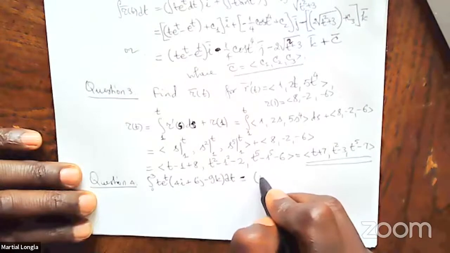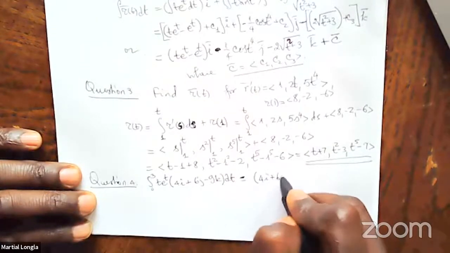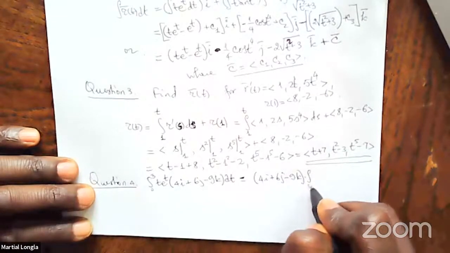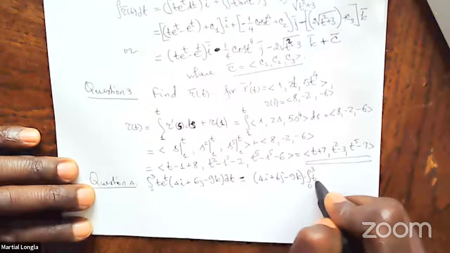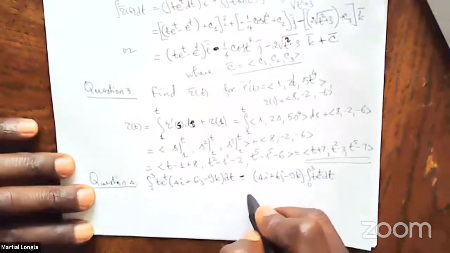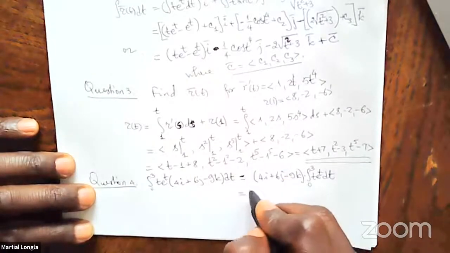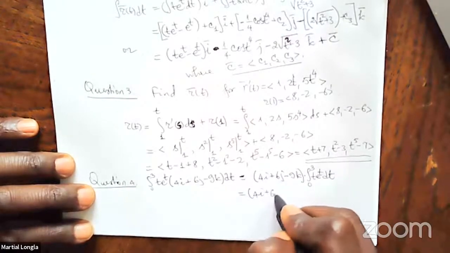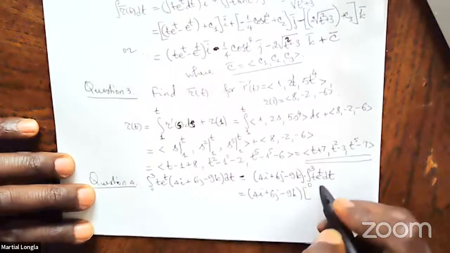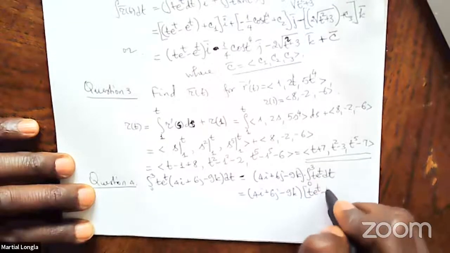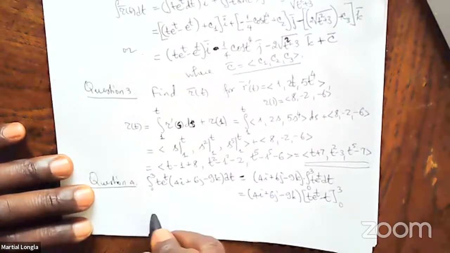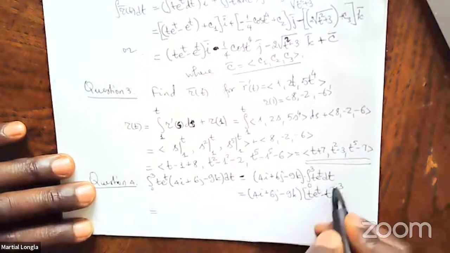So that's all a constant, 4i plus 6j minus 9k, all of that times the integral from 0 to 3 of t e to the t dt. And you just have one integral to compute instead of 3. So that's 4i plus 6j minus 9k, and that integral is t e to the t minus e to the t, by parts, from 0 to 3.